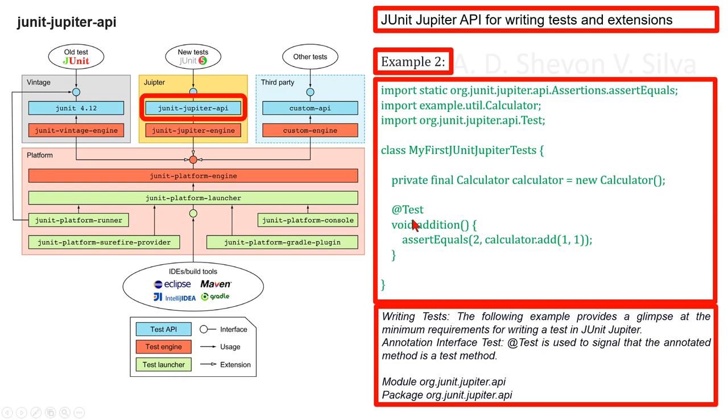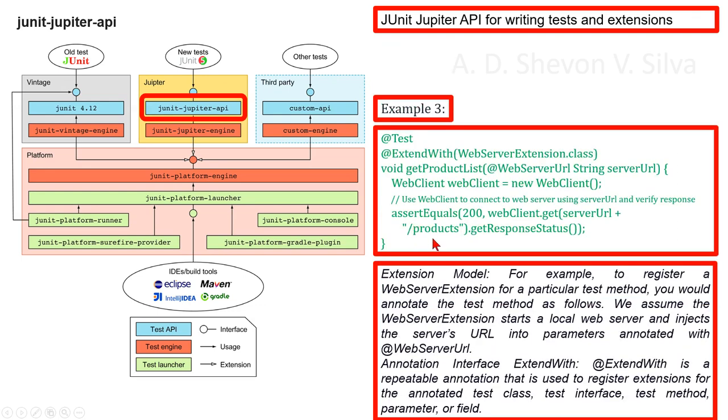Annotation test methods may optionally declare parameters to be resolved by parameter resolvers, and annotation test may be used as a meta annotation in order to create a custom composed annotation that inherits the semantics of @Test. This is in the module org.junit.jupiter.api and package org.junit.jupiter.api. As an example three, we can consider the extension model.